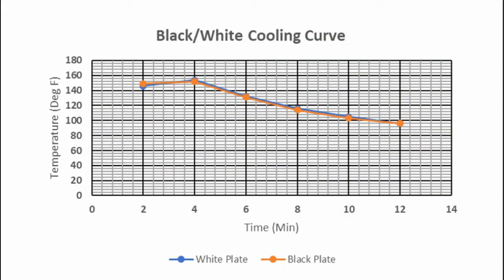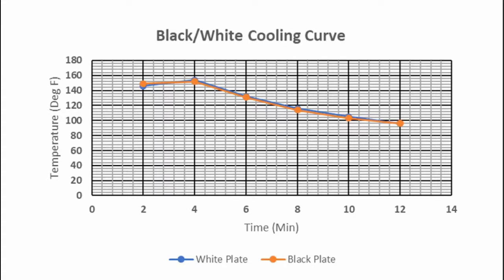Now here's the data from the experiment. You'll see the initial temperature of the plates when I removed them from the oven. Again, about 150, 155 degrees Fahrenheit. You notice the cooling rates for both plates, one black and one white, are essentially the same. The slope of the orange line is the same as the slope of the blue line. That means they're cooling at the same rate. So it appears that it doesn't matter whether the plate is black or white.